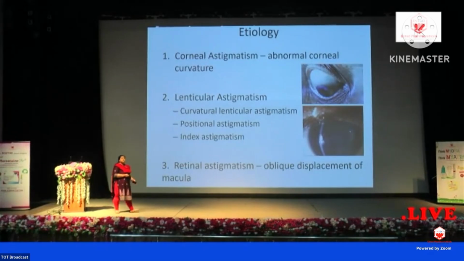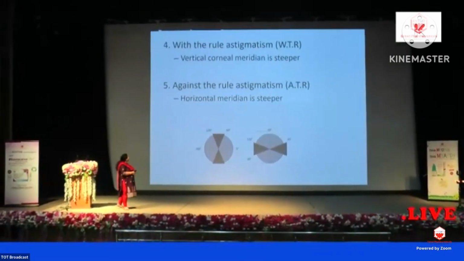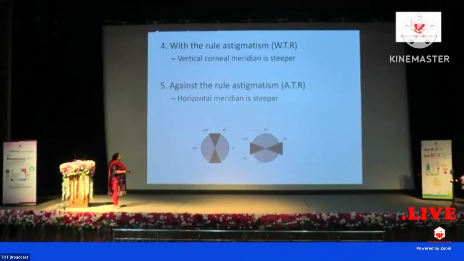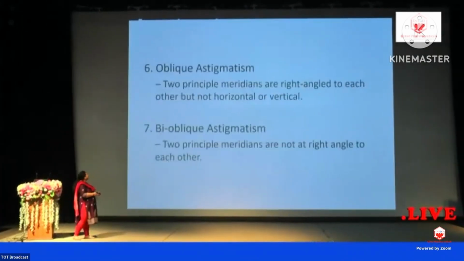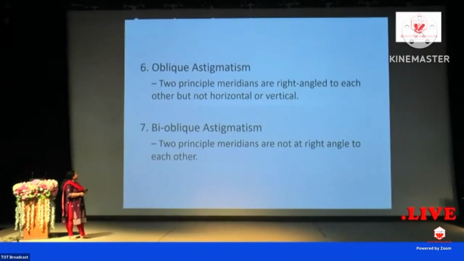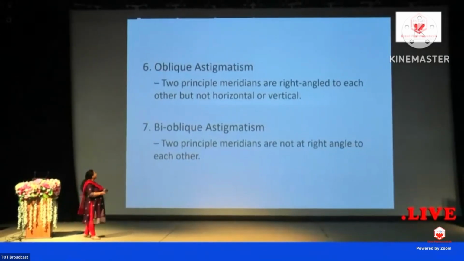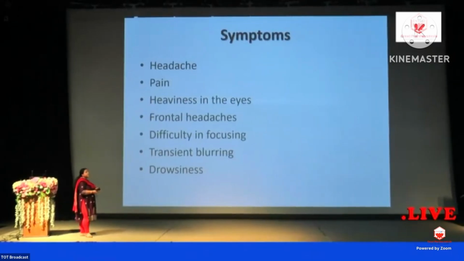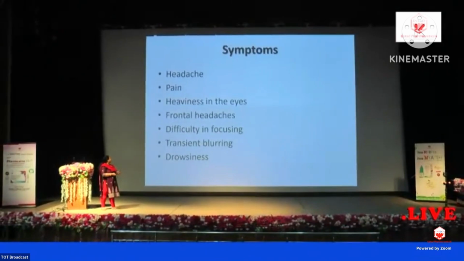Retinal astigmatism, the macula is placed obliquely. With the rule astigmatism, the vertical corneal meridians are steeper, and in against the rule astigmatism, the horizontal meridians are steeper. In oblique astigmatism, the two principal meridians are right angled to each other, whereas in bioblique astigmatism, they are not right angled to each other.